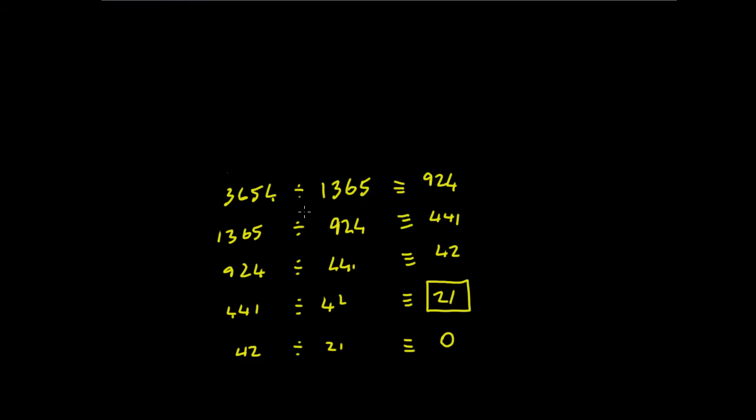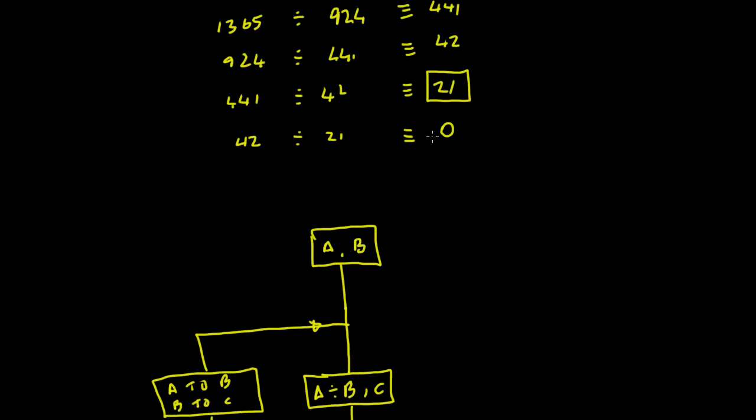If we then take the 1365 down and divide it by that remainder 924, we get 441. We then take the 924 down, divide it by the 441, and we get 42. We then take the 441 down, divide it by 42, and we get 21. We take the 42 down, divide it by 21, and we get the answer 2, and the remainder is 0. So the highest common factor between these two numbers is 21. Okay, so that's an example of an algorithm.